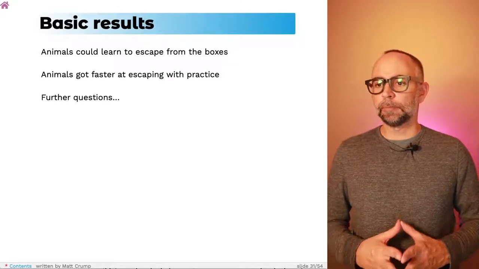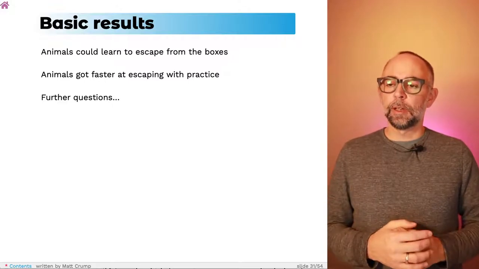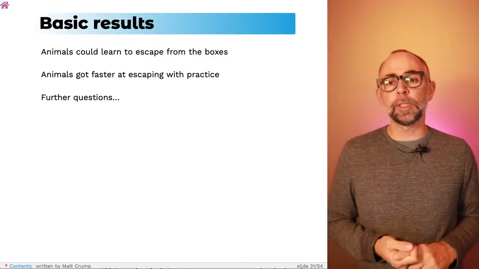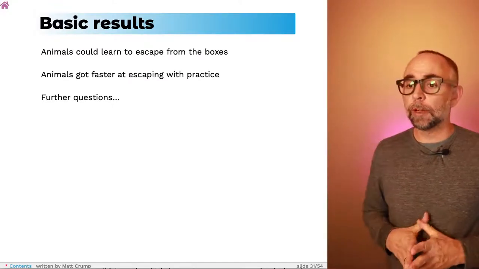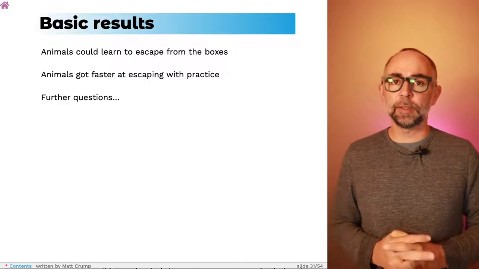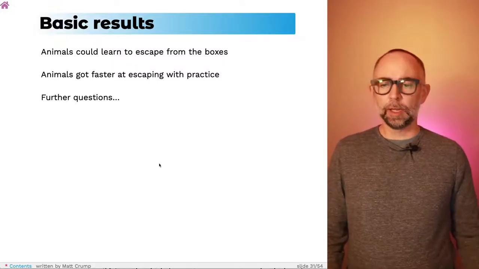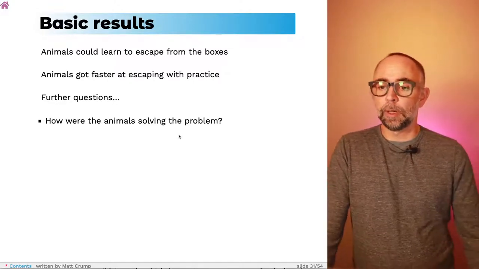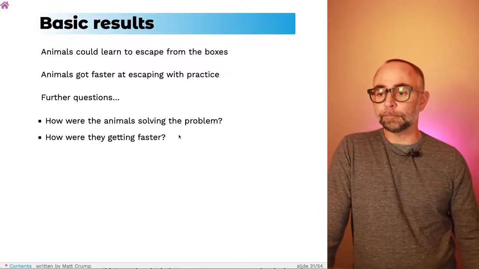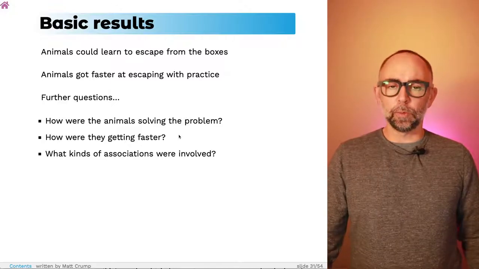The first thing to mention is that there were some really basic results throughout his doctoral thesis. First, animals could learn to escape from the boxes. Totally. They could totally do that. Also, animals got faster at escaping these boxes with practice. So these are some basic observations. And Thorndike had further questions. How were animals solving the problem? How were they getting faster? And what kinds of associations were involved?